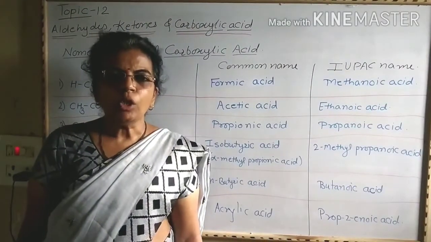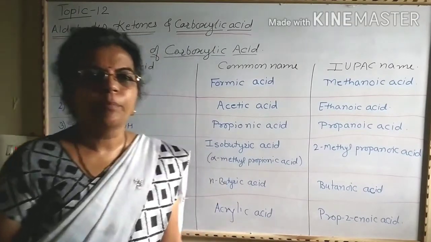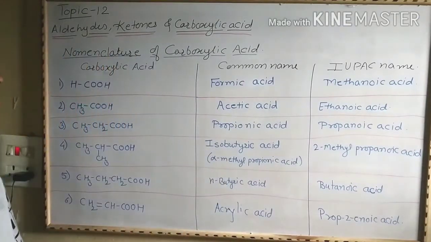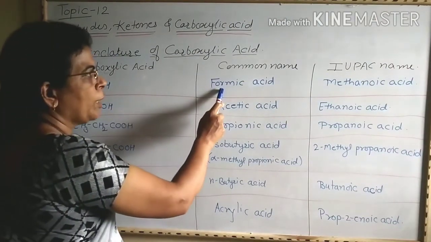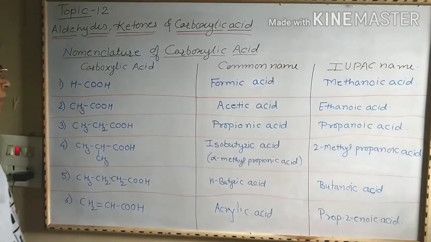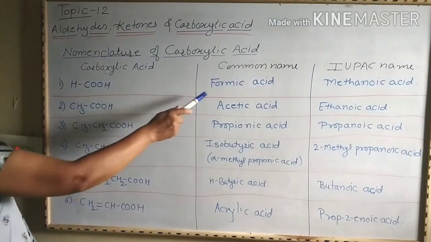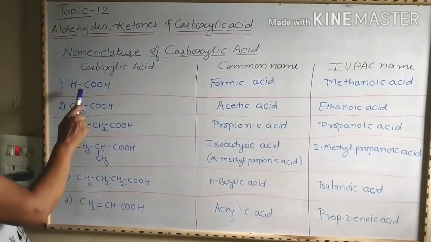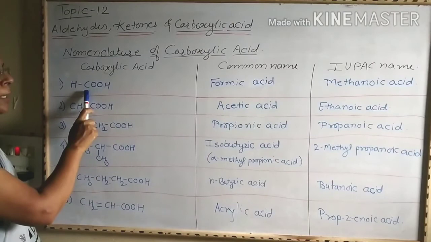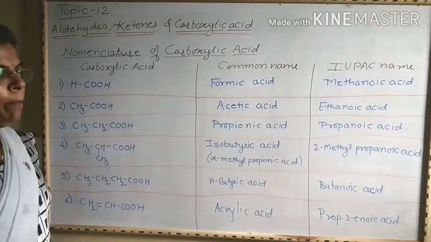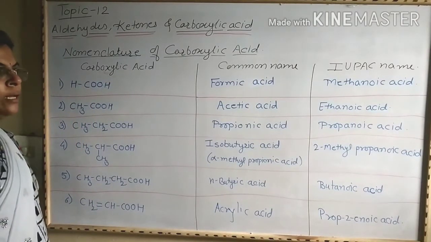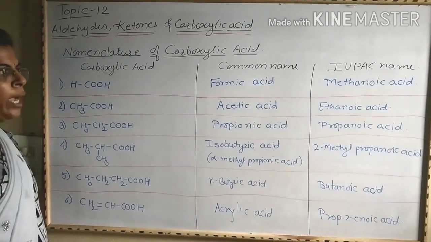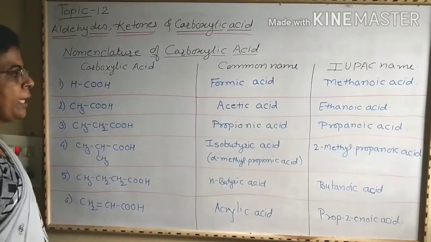Now we are going to see nomenclature of carboxylic acid. Now here 3 columns are made. This is carboxylic acid, common name of this carboxylic acid, and IUPAC name. Now first, HCOOH. This is formic acid. Now in this case there is presence of only one carbon atom, therefore IUPAC name is methanoic acid. In case of one carbon atom, parent alkane is methane. Replace E from methane by OIC acid, therefore it becomes methanoic acid.